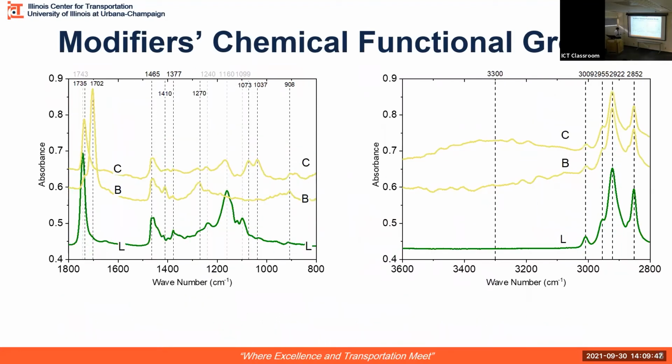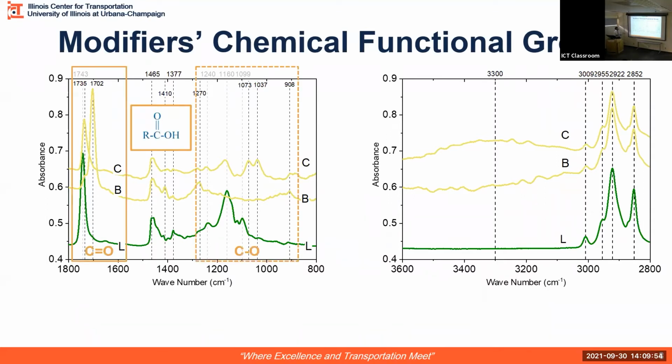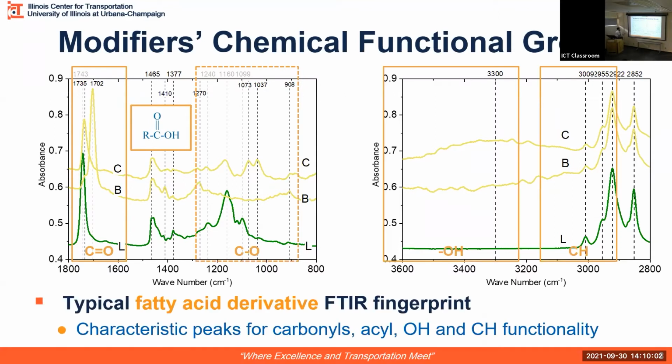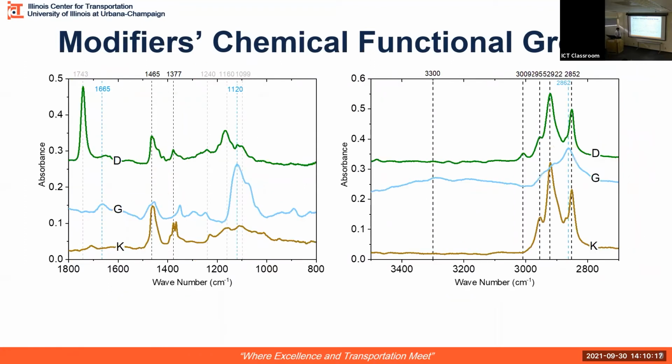Moving on, when we look at the other set of modifiers like fatty acid derivatives, we can clearly see again that the typical fatty acid derivative will have a hydroxyl group and the carbonyl present, which is what we can see in here. And it's different from the vegetable oils. So again, it helps us to fingerprint what is actually present in these modifiers, and it can be a good tool to do QA/QC for these modifiers if they are proposed to be used in future.